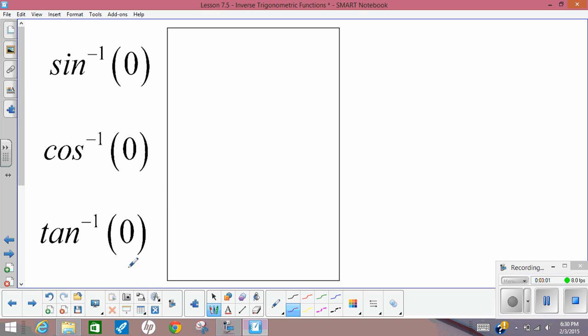Let's go ahead and try that. We're looking to find out what angle, if you take the sine, gives you 0, what angle, if you take the cosine, gives you 0, and what angle, if you take the tangent, gives you 0. If you don't have a calculator handy, then go ahead and just make sure you jot these down, and you can do them pretty quickly when you get to class.